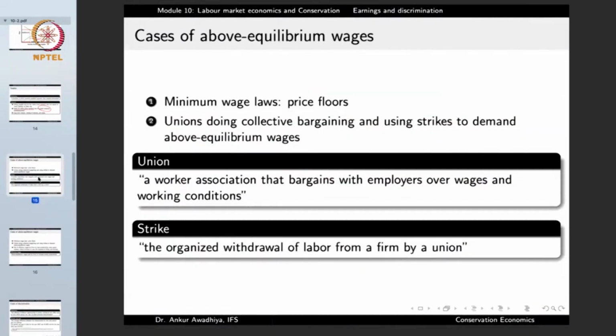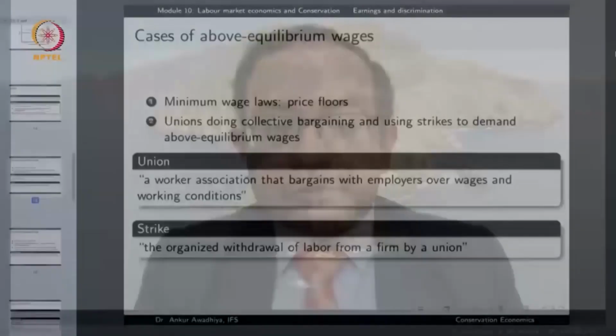Another case of above equilibrium wage is union. So unions can do collective bargaining and use strikes to demand above equilibrium wages. In this case, the workers will not get paid according to the value of their marginal product of labor, which is what the neoclassical theory of distribution was saying. But the unions go for collective bargaining and they say that if you do not pay us this much amount, we'll strike.